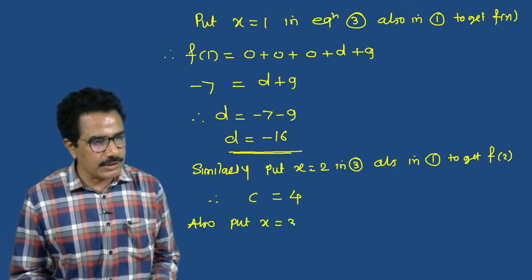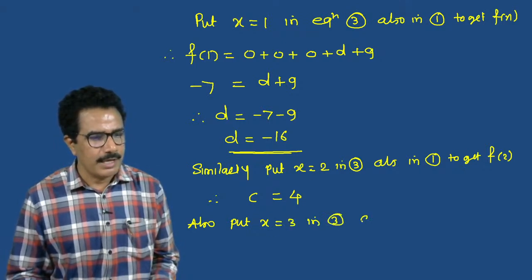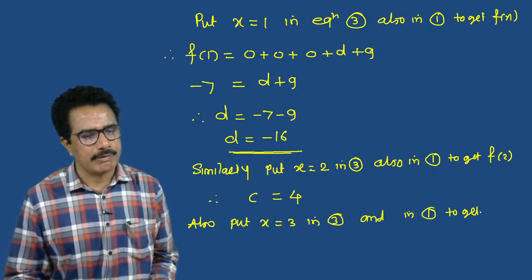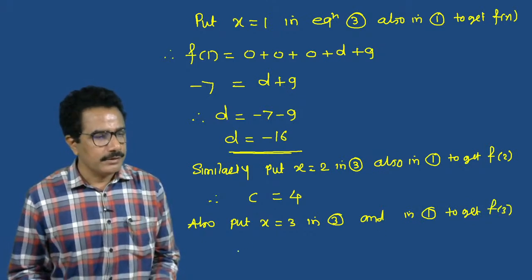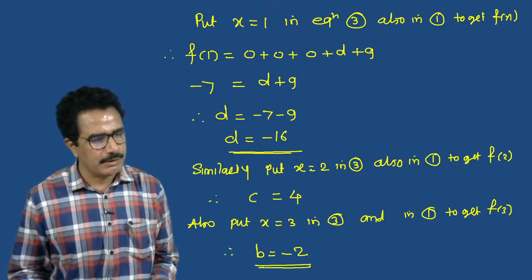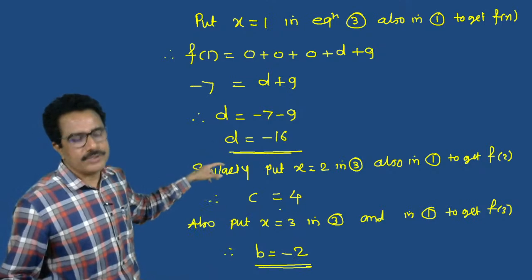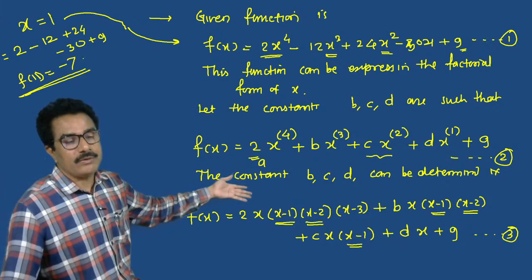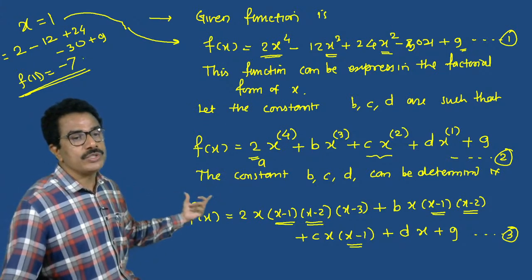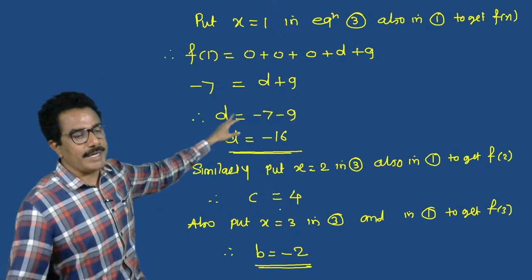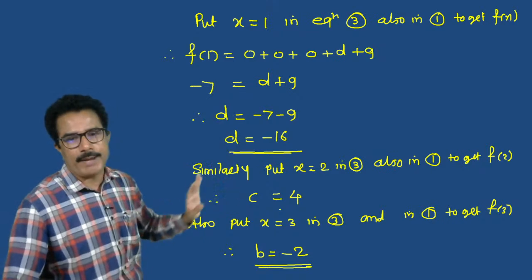Put x is equals to 3 in 3 and in 1 to get f of 3. Therefore we get b is equals to minus 2. हे तुम्ही होमवर्कला करायचं. x is equals to 3 कुठं ठेवणार तुम्ही? इथं ठेवा, म्हणजे पहिला पार्ट 0 होतो, b ची व्हॅल्यू निघते, c ची d ची माहीत आहे, आणि f of 3 ची व्हॅल्यू ठेवण्यासाठी इथून काढा इक्वेशन 1 वरनं. सेम जसं 1 न केलं तसं करा. So we get d is equals to minus 16, c is equals to 4, b is equals to minus 2.